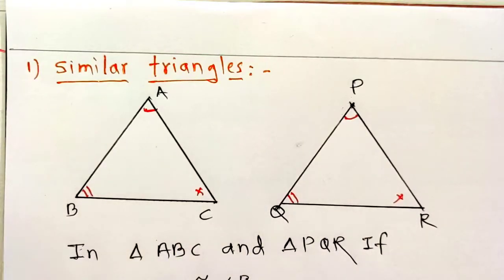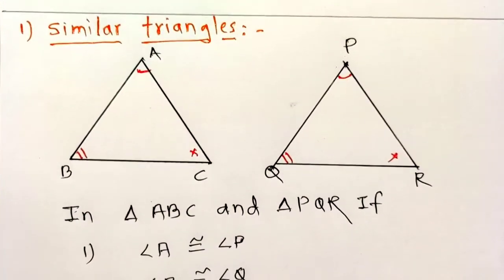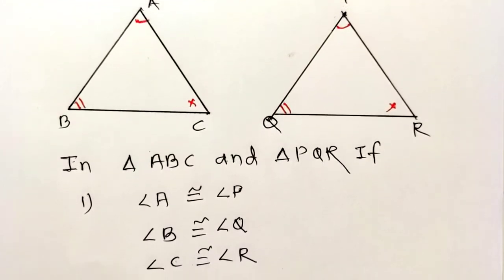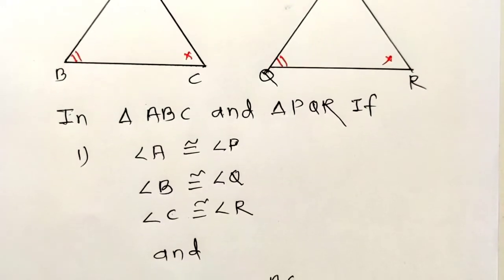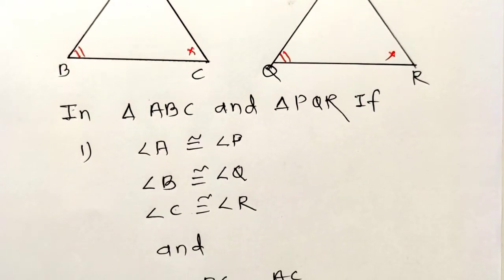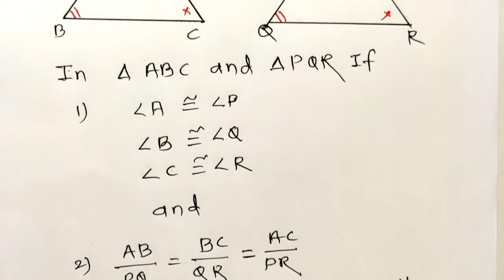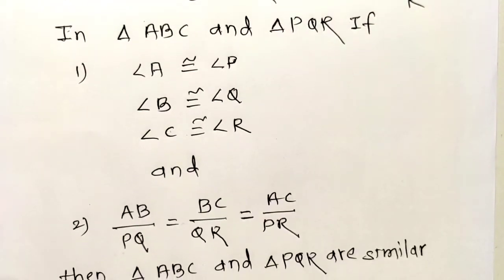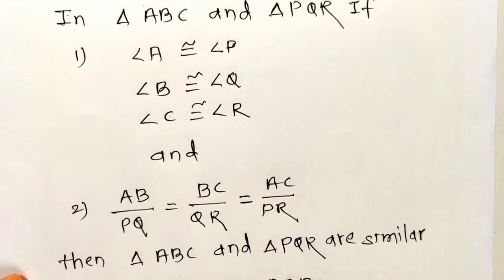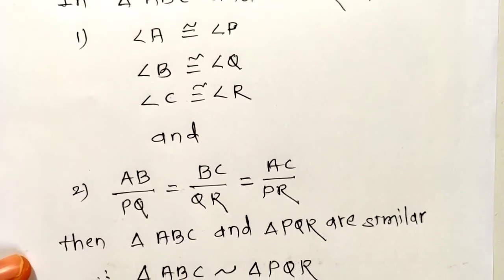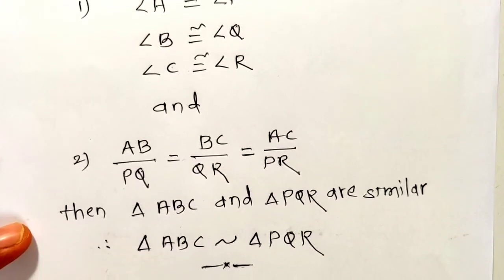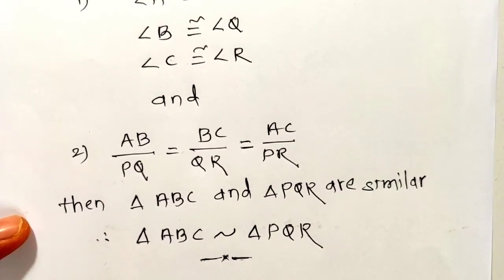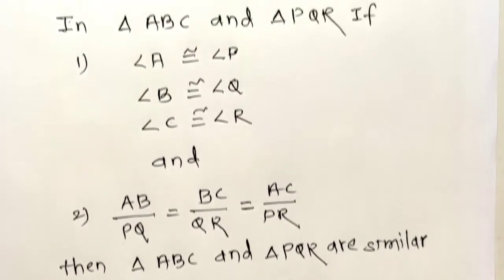Here two triangles are given, triangle ABC and triangle PQR. Angle A congruent to angle P, angle B congruent to angle Q, angle C congruent to angle R. That means pairs of corresponding angles are congruent. Second thing, AB by PQ is equal to BC by QR is equal to AC by PR. That means the corresponding sides are in proportion. Then we can write the triangles are similar. In this way, this is the concept of when two triangles become similar.